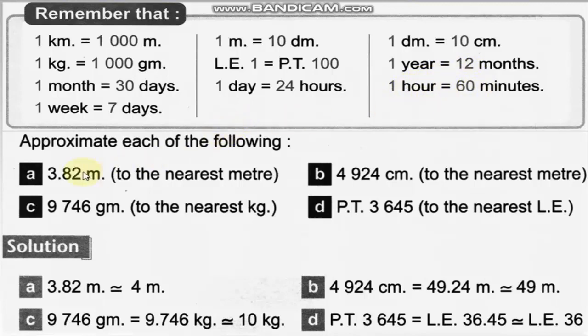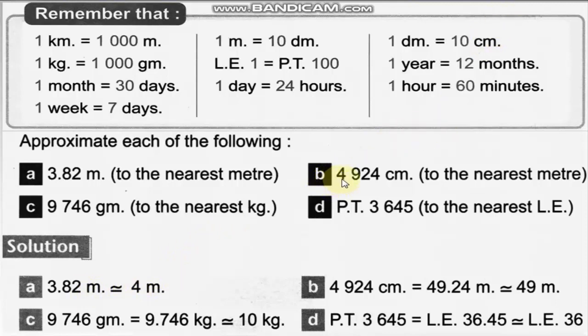Approximate each of the following. Letter A, 3.82 meters to the nearest meter. Here meter and here meter, that means we'll approximate to the nearest unit. The unit here is number 3. Look at the tenth. The tenth here is number 8. 8 is greater than 5, so we will cancel it and add 1 to the unit. It became number 4. So 3.82 meters approximated to the nearest unit became 4 meters.